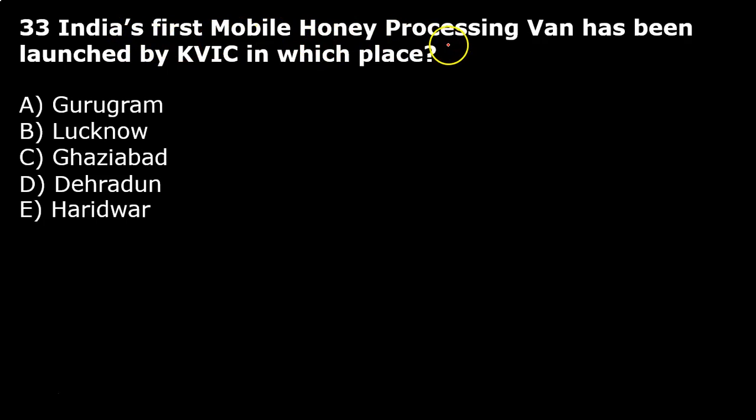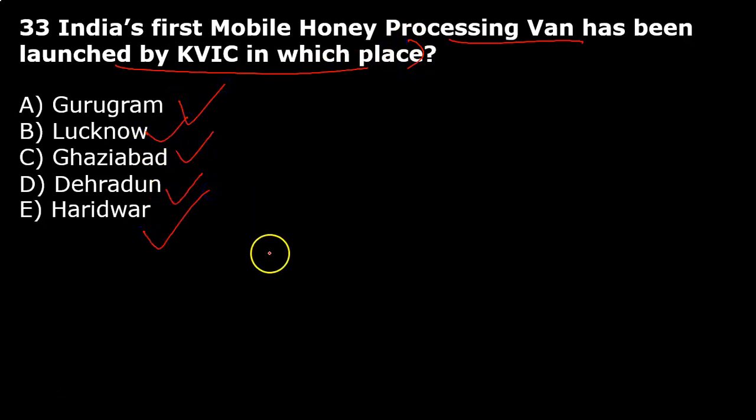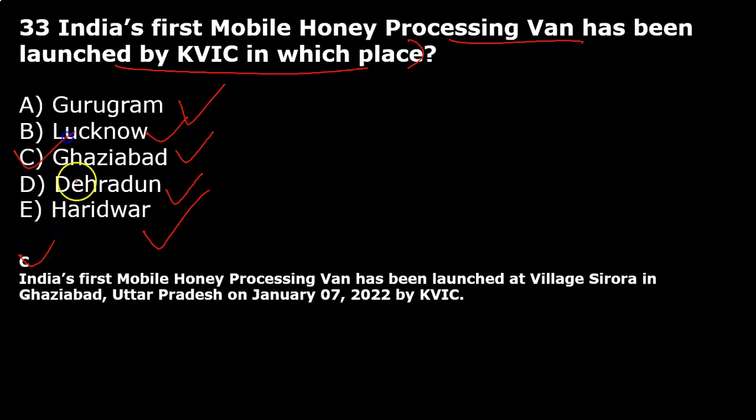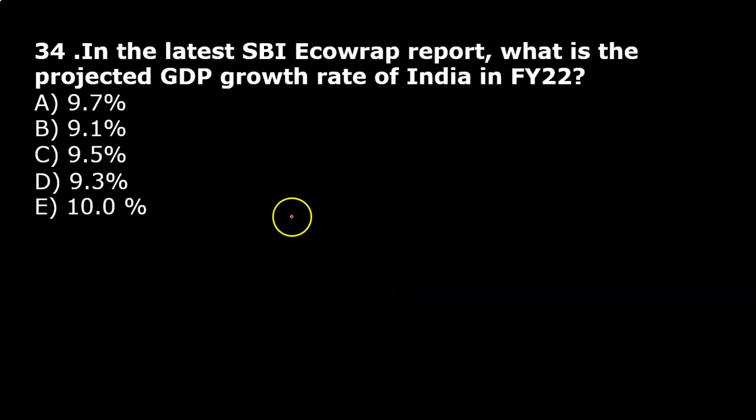India's first mobile honey processing van has been launched by KVIC in which place? The options are Gurugram, Lucknow, Ghaziabad, Dehradun or Haridwar. Your answer is C, that is Ghaziabad. India's first mobile honey processing van has been launched at village Sirora in Ghaziabad, Uttar Pradesh on January 7.